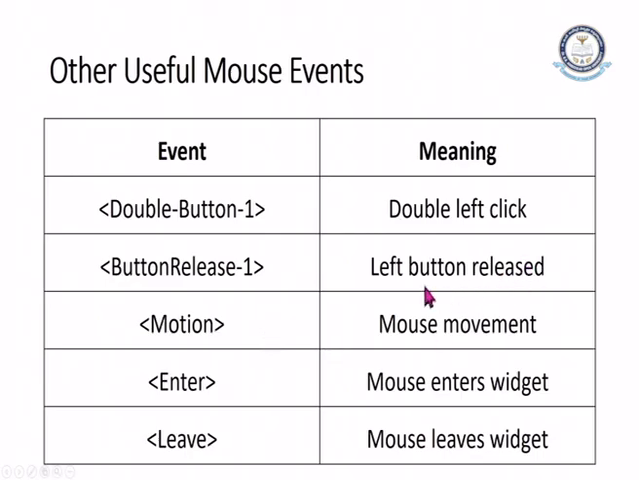Suppose you want to execute a function when the left button is released. In this case, I do not want to execute the code whenever the user clicks on the button. When the user releases the button, at that time I want to execute the code. In that case, you can write ButtonRelease-1.